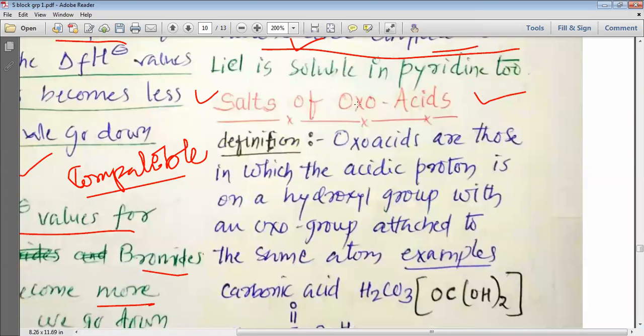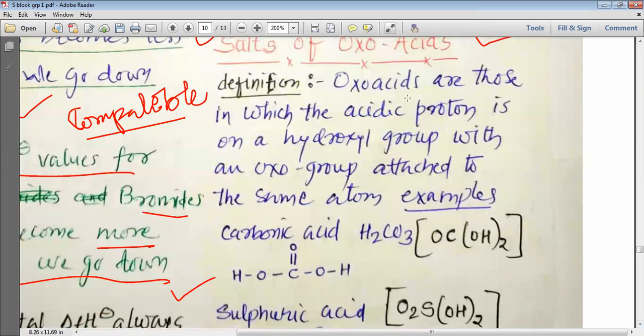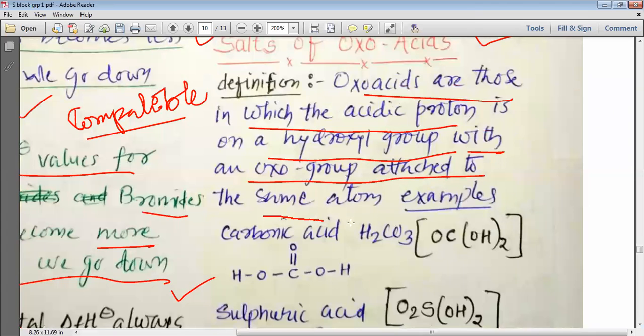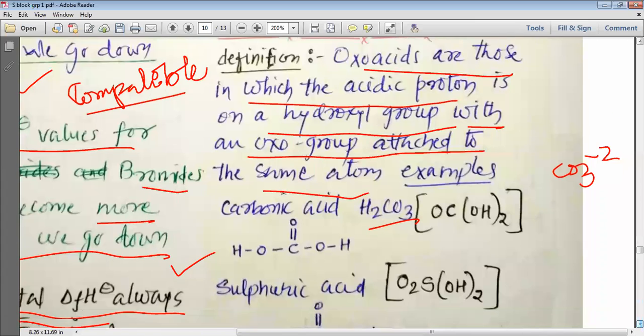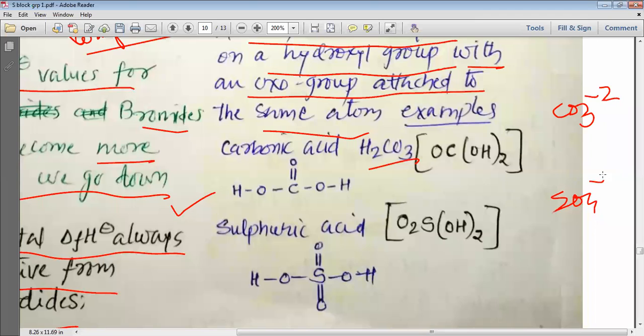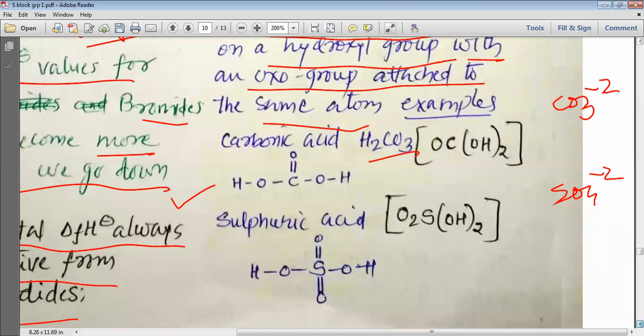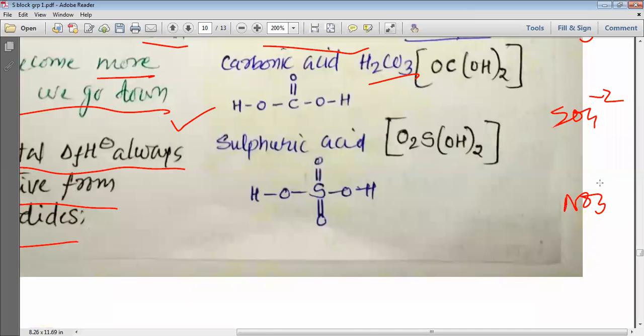Now we want to study the salts of oxoacids. Before we start studying the salts of oxoacids, let me give you the definition of the oxoacid. Oxoacids are those compounds in which the acidic proton is on a hydroxyl group with an oxo group attached to the same atom. For example, if we have carbonic acid, then CO3 2- is known as the oxoanion. In the same way, SO4 2- is known as the oxoanion, NO3 minus is an oxoanion, and HCO3 minus is an oxoanion.